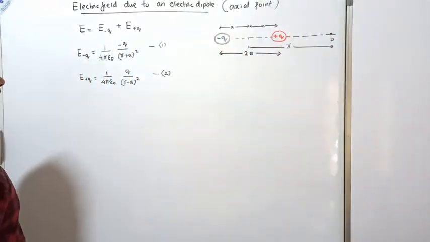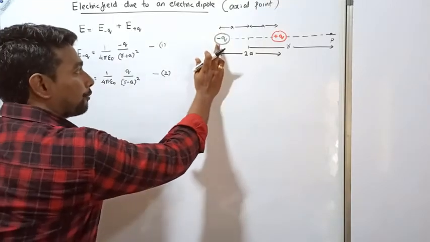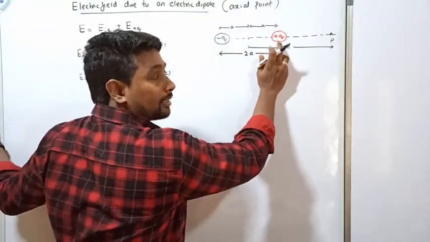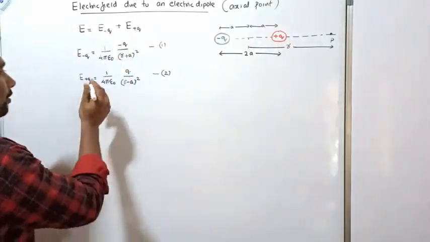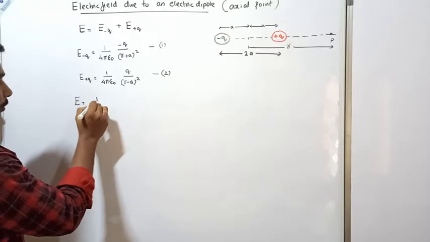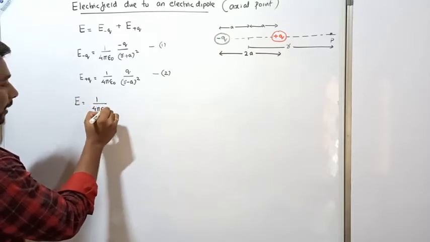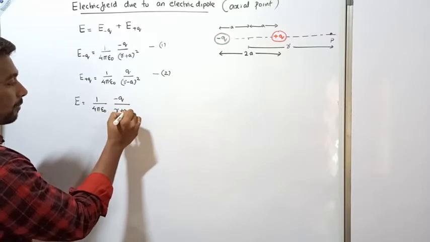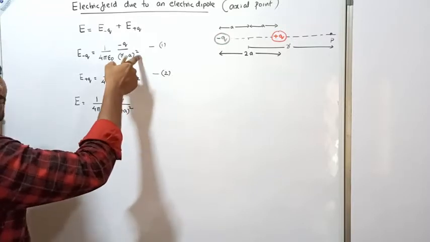So we found the electric field due to this charge at this point and the electric field due to that charge at this point. So we need to add up. Total field is equal to what? 1 by 4 pi epsilon 0 minus q by r plus a the whole square. This is the first equation.